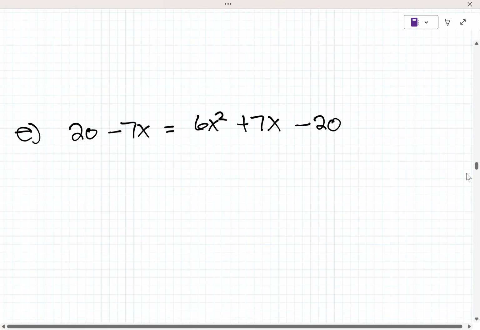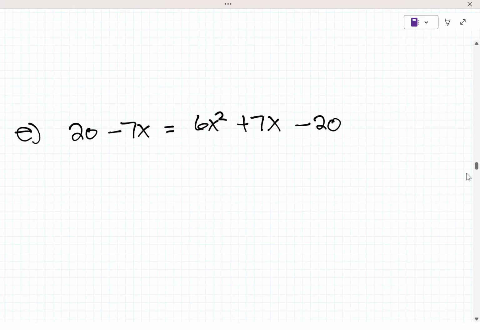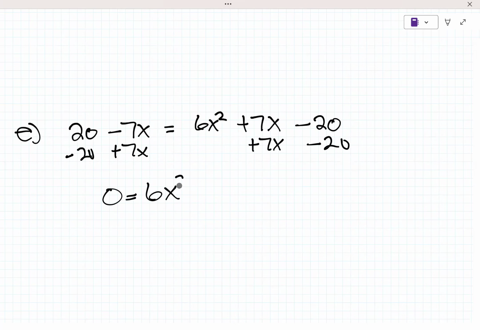Okay, what about E? We have 20 minus 7x equals 7x squared plus 7x minus 20. The first thing I'm going to do is make sure one side is equal to 0. So I think it's wise to move everything to the right. I'm going to add 7x here, add 7x there, and then subtract 20, subtract 20. So I get 0 equals 6x squared, and then 7x plus 7x is 14x.